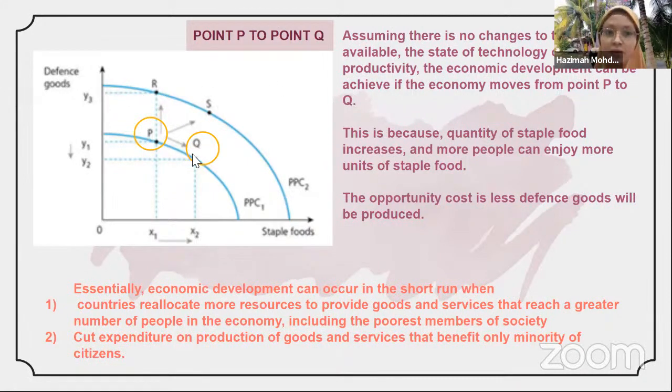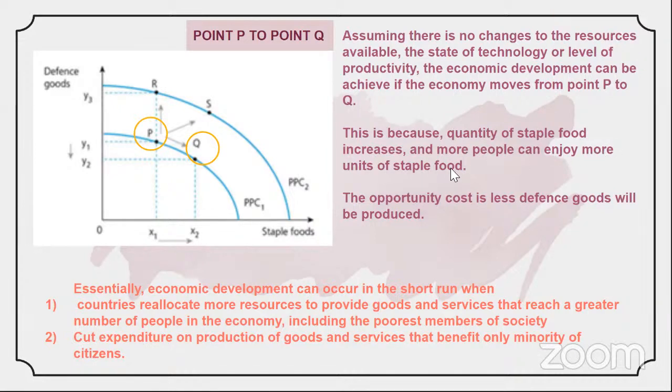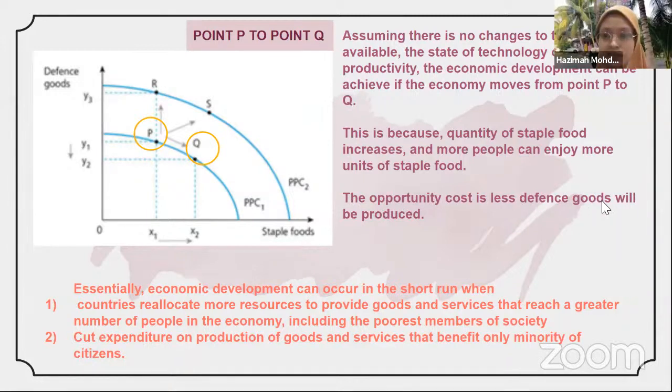Okay. Point P to Q, we assume that there is no change to resources available, the state of technology or level of productivity. Meaning if there is no change in resources available or state of technology or level of productivity, the PPC curve will not shift, right? As we learned in the microeconomic chapter. So there is no economic growth, but there is economic development, as we can see here, because quantity of staple food increases and more people can enjoy more units of staple food. So the opportunity cost is less defense food will be produced.